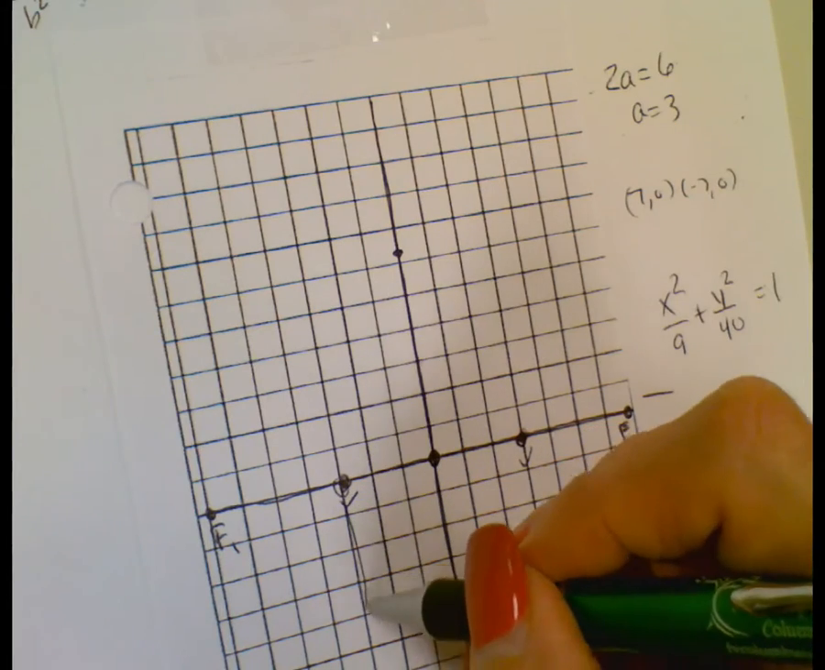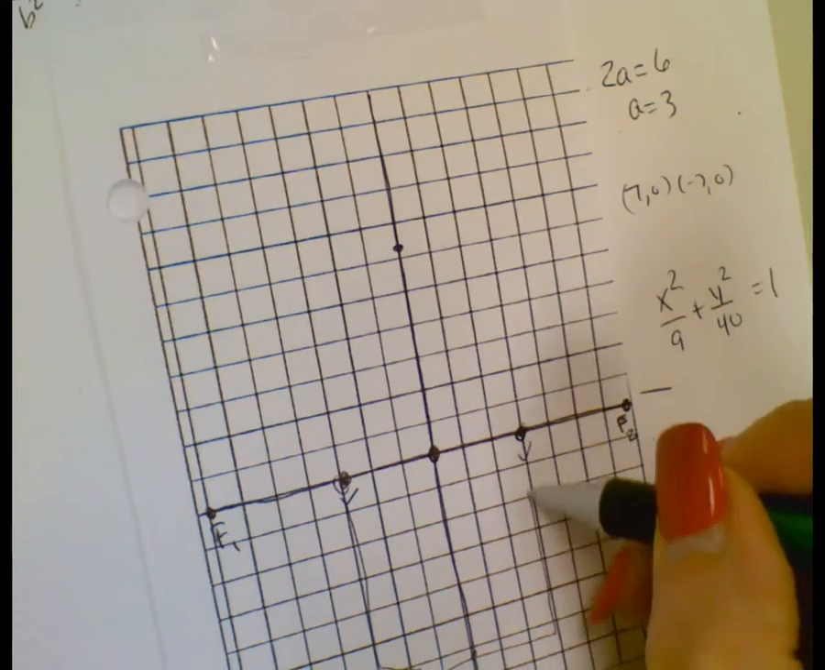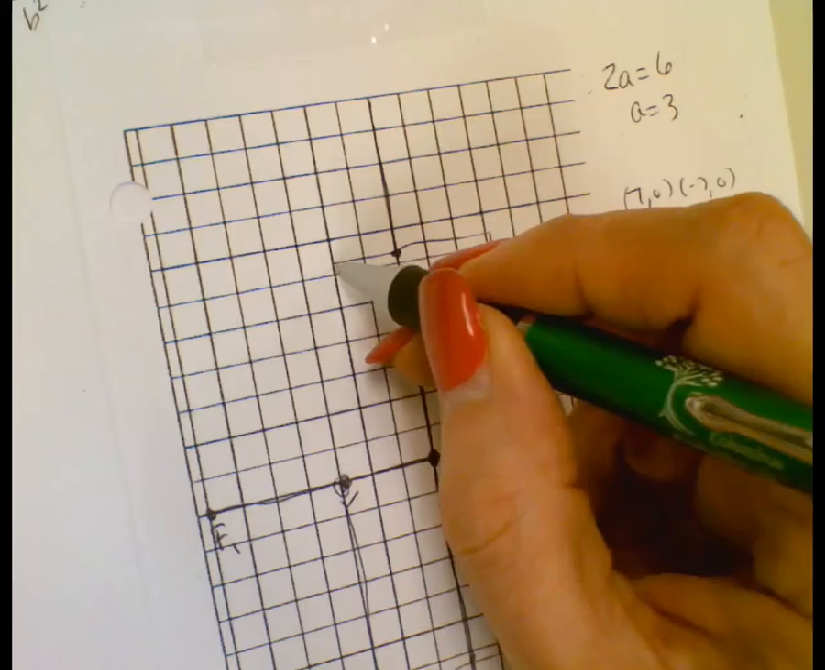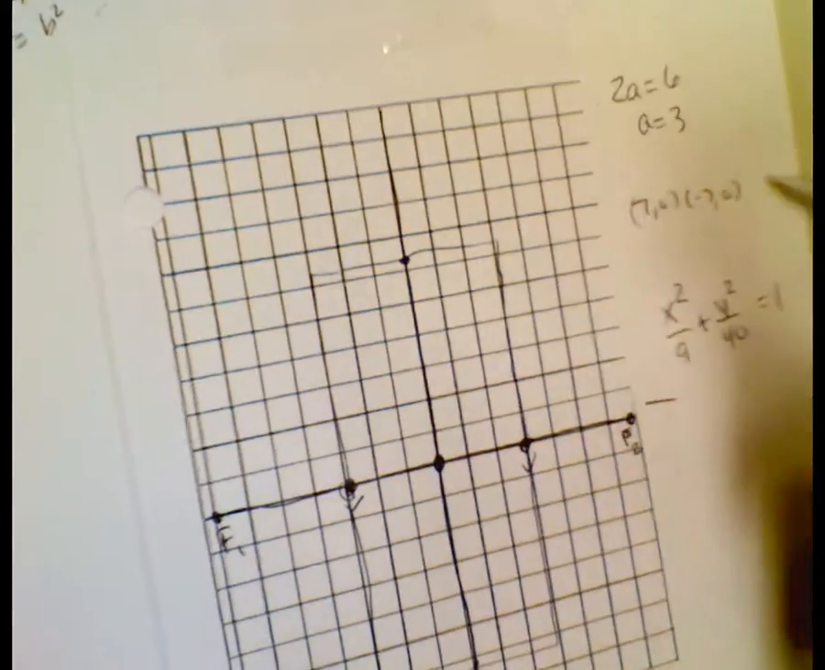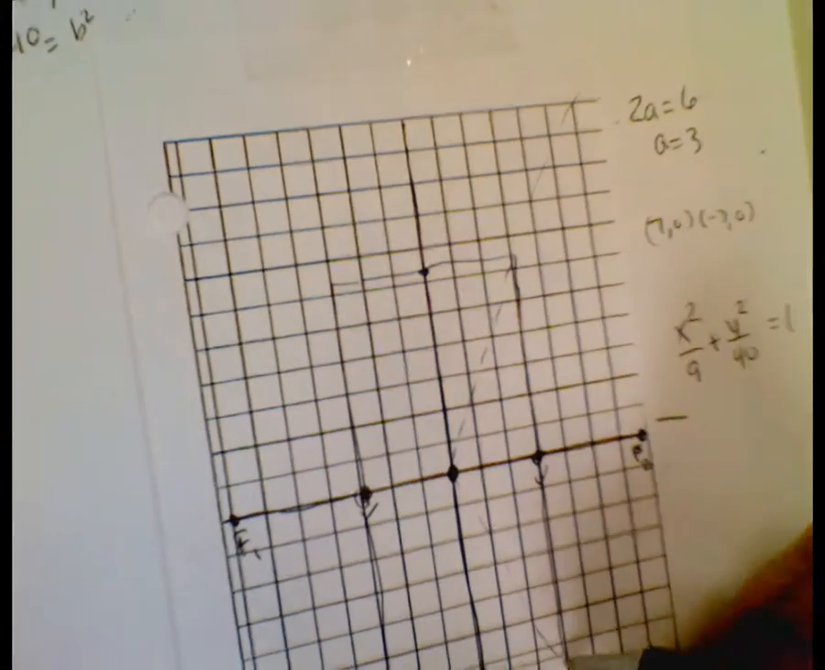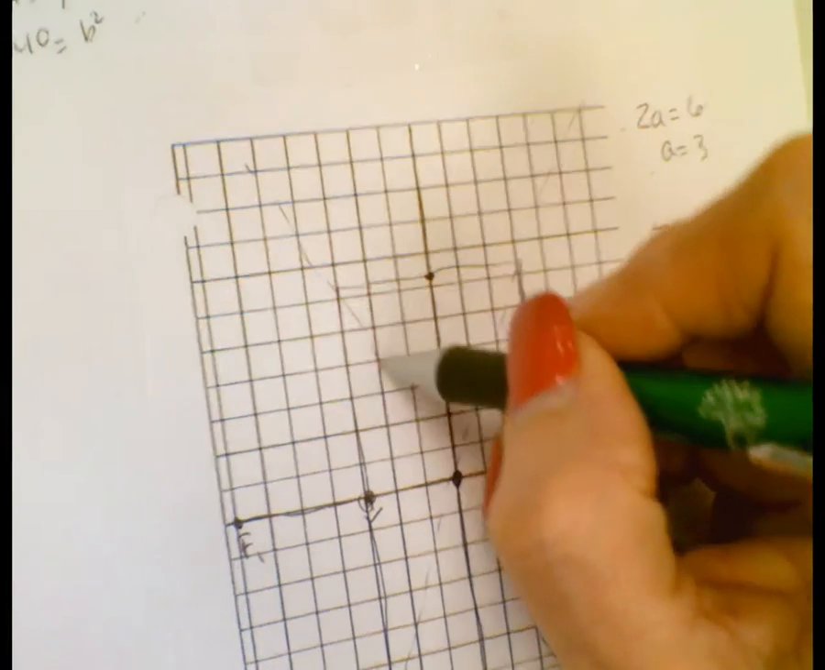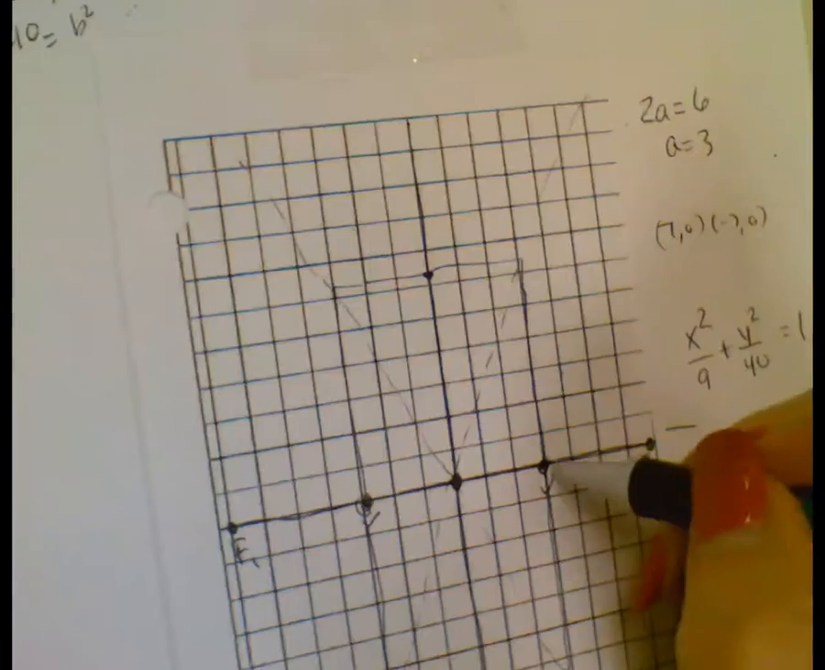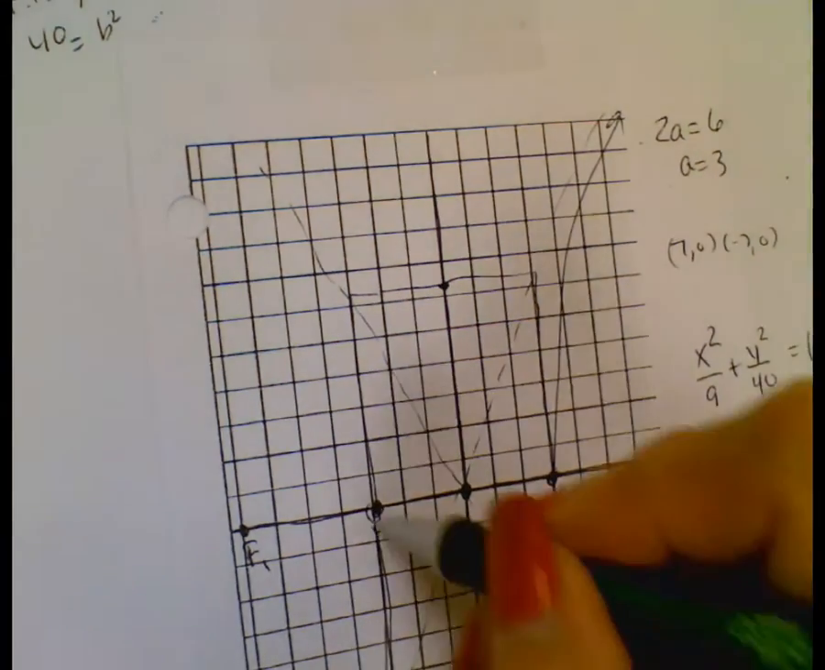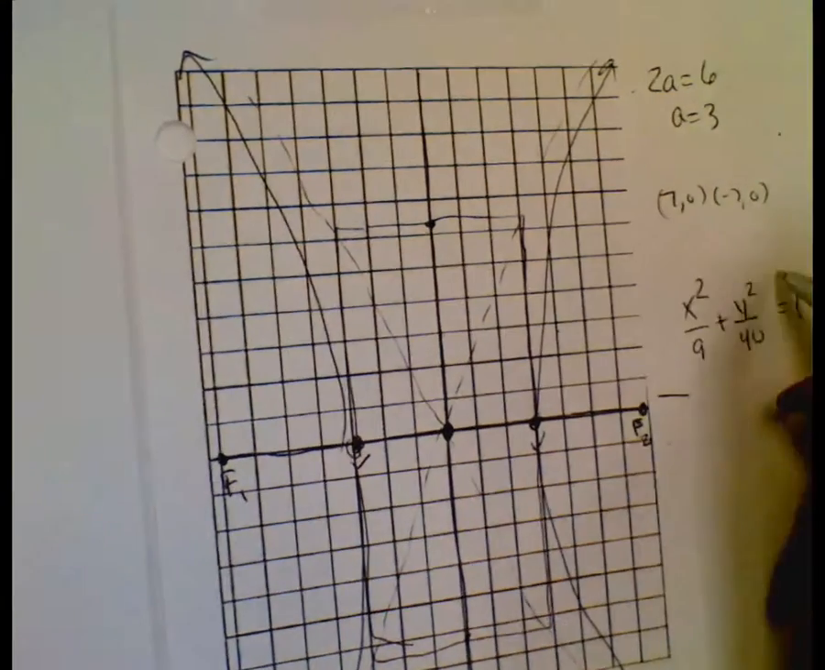If we draw a box with these, this box is not real straight, sorry about that. There's a box. So your asymptotes go here, here, there. That's your hyperbola. This is your equation.